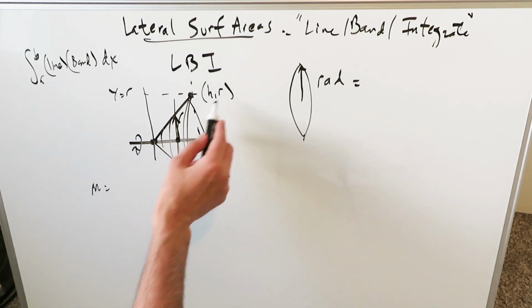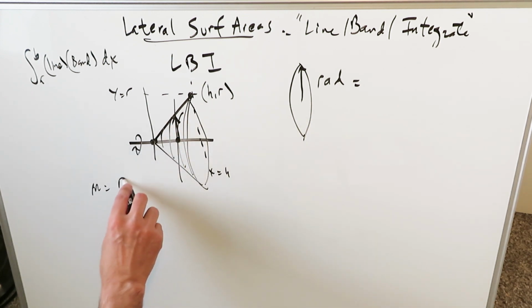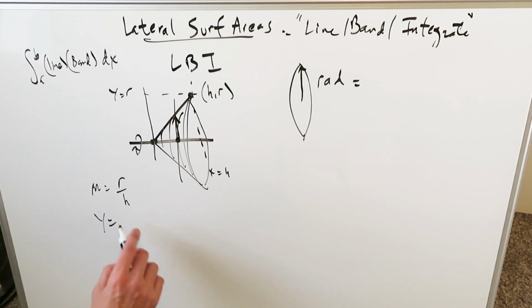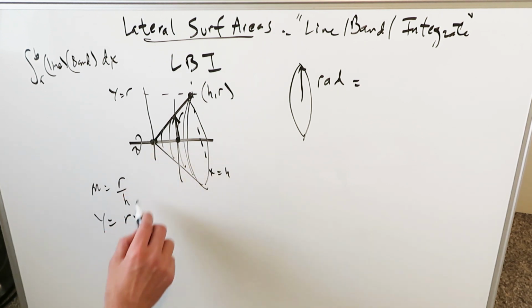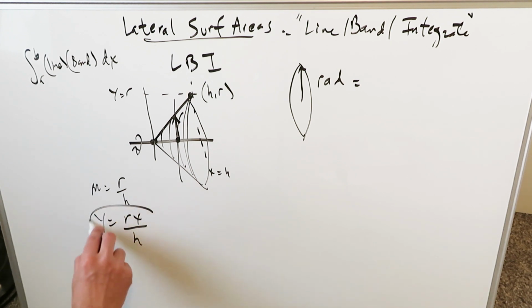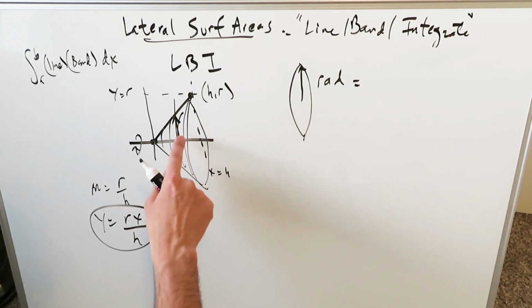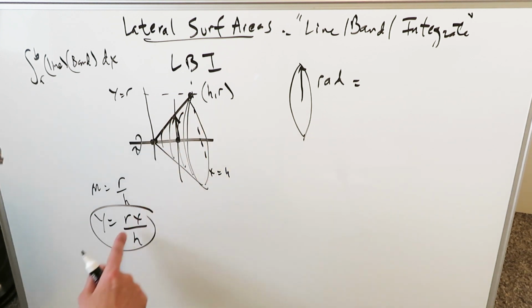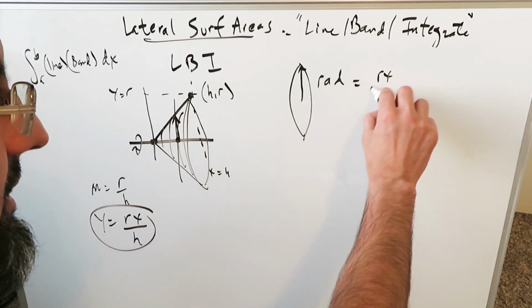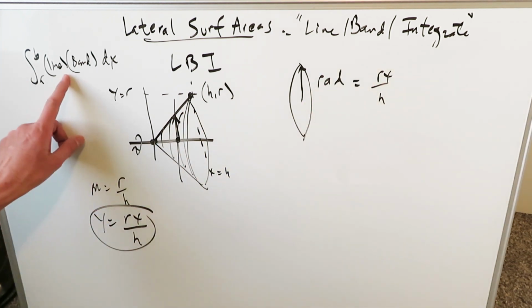I have a slope, y2 minus y1 divided by x2 minus x1, r over h. I have a certain line, y is equal to mx plus b, but there is no y-intercept other than the origin. It will be rx over h. This right here represents my radius, distance from your line of rotation to your function, rx over h. That's what it is. But I have to bring it into a form of a line.